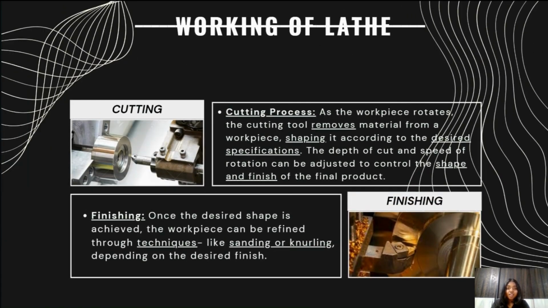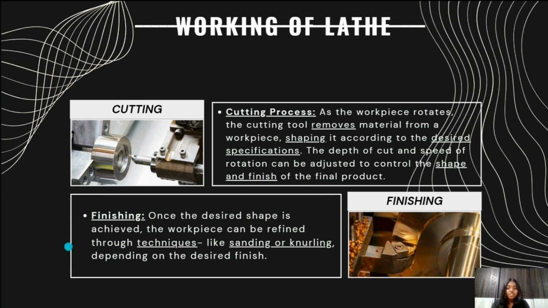Third step is the cutting process. As the workpiece rotates, the cutting tool removes excess material from the workpiece, shaping it according to the desired specifications. The depth of the cut and speed of rotation can be adjusted to control the shape and finish of the final product. Last step is finishing.